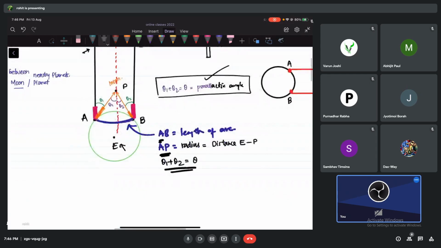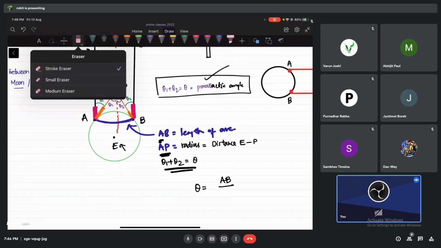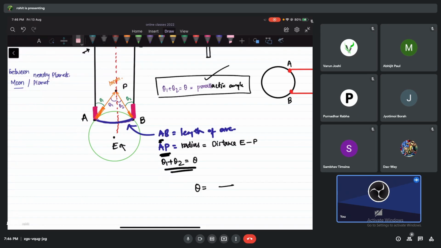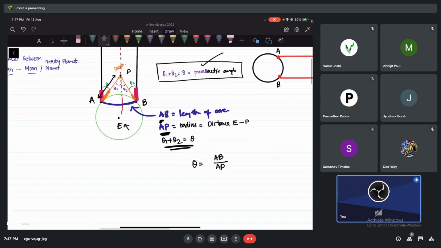The angle theta must be equal to the length of the arc, that is AB, divided by the radius. Sorry, what am I doing? What is the length of the arc, guys? The length of the arc is AB only. And the distance, the radius, is AP. Yes, sir. Okay, AP. So we have this.